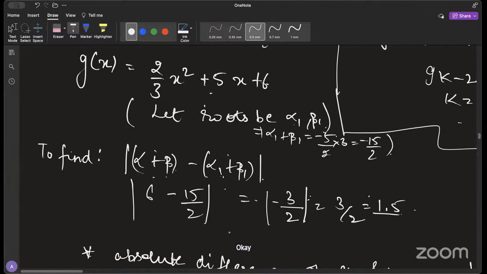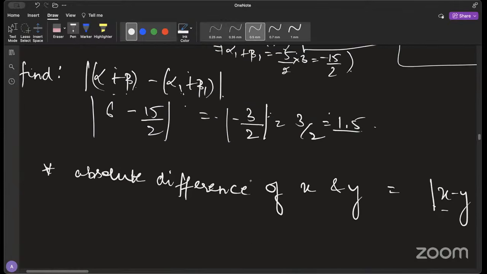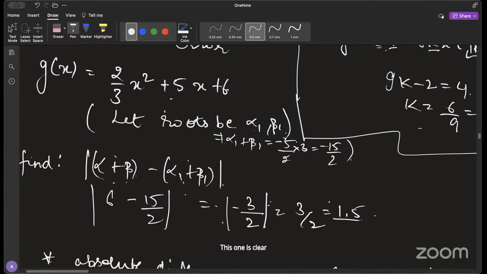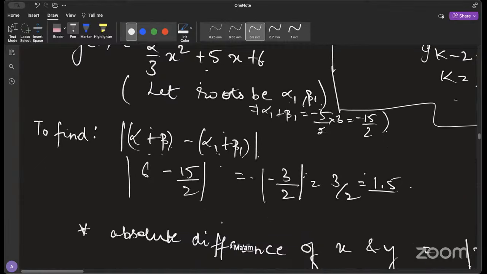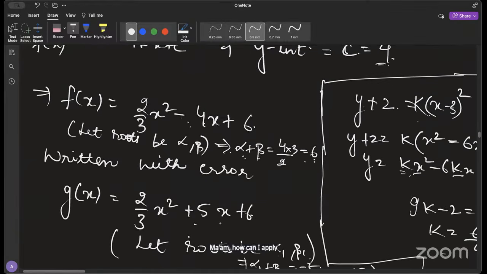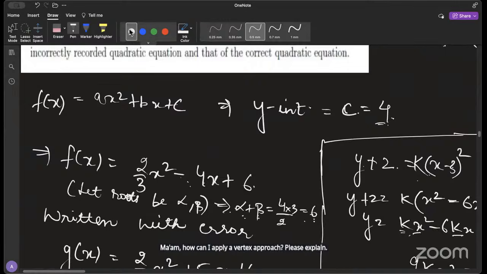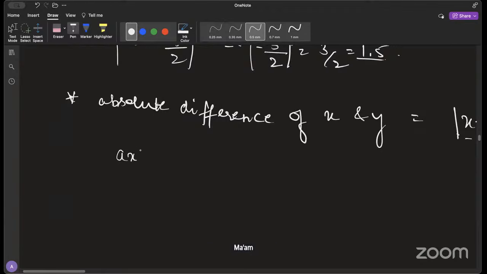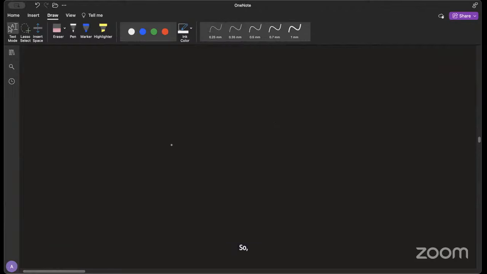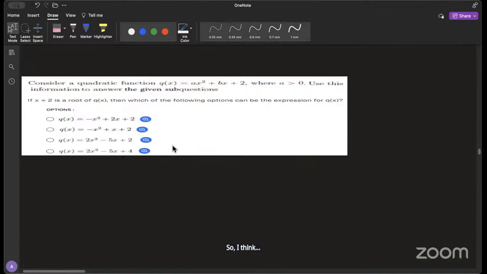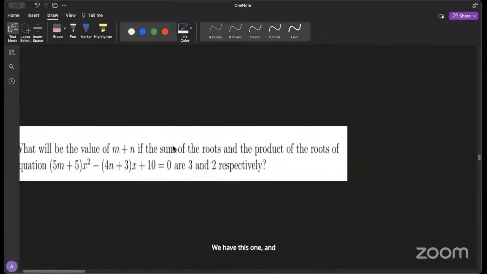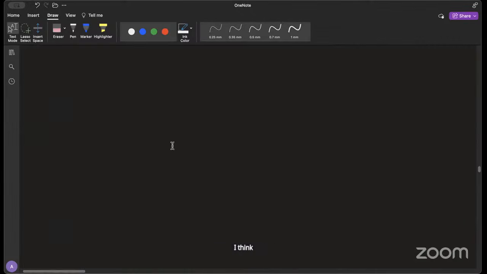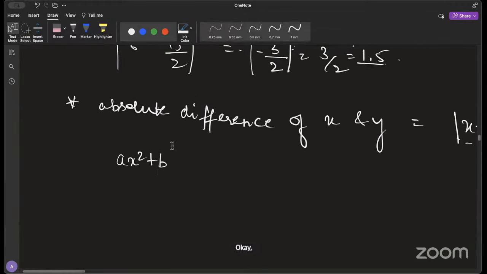Okay. Thank you. This one is clear. Can we move to the next question? Ma'am, how can I apply vertex approach? Please explain. Okay. Ma'am, can I know how many questions are left? One second. So I think we have this one, and then I think there are only 2 questions, right? Okay, two left.